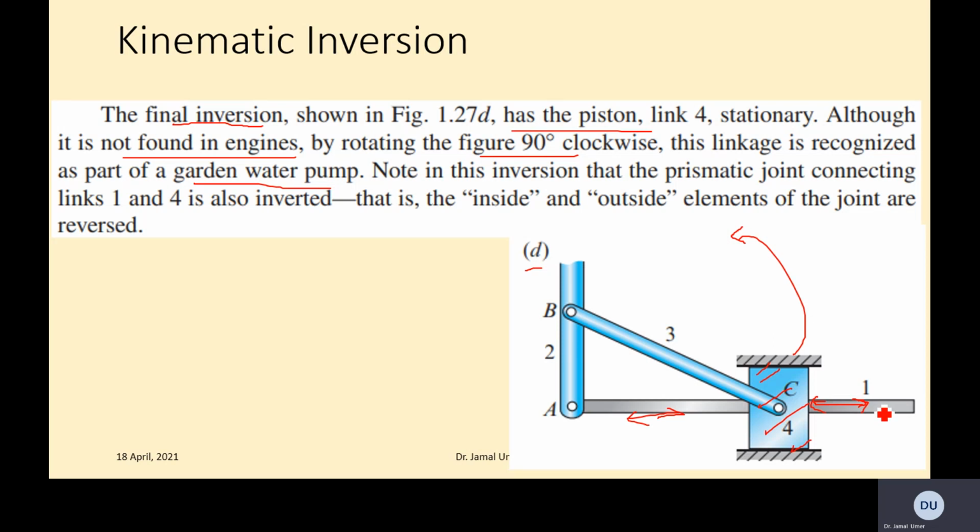When we were studying the lower pairs, this category is called the prismatic joint. Here it is inverted, that is, the inside and outside elements of the joint are reversed. Link 1 is moving up and down, so it has been reversed from the prismatic joint studied in the same lecture in the category of lower pairs.